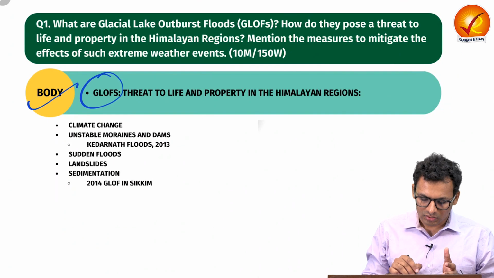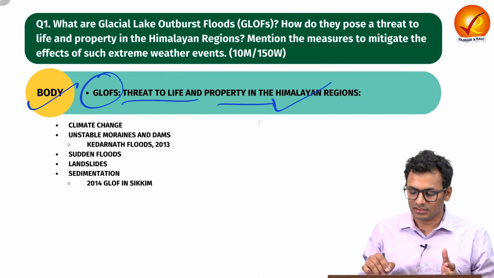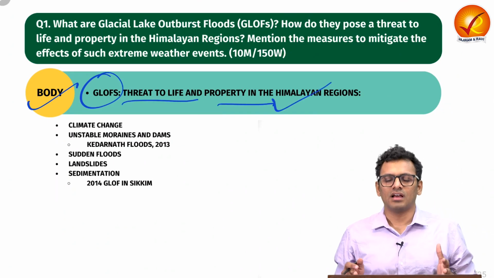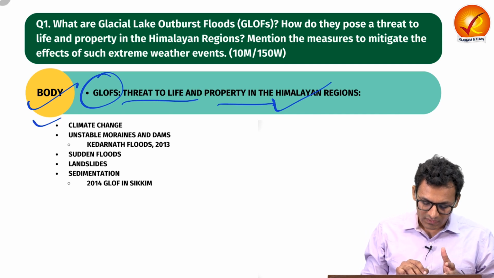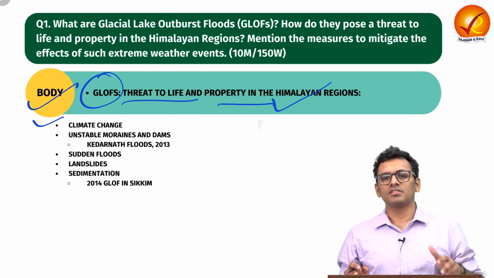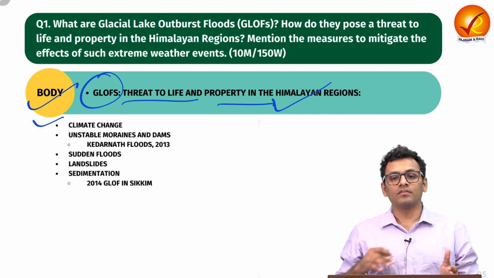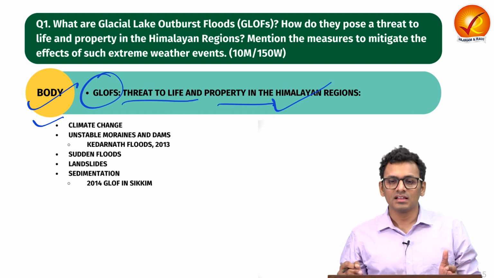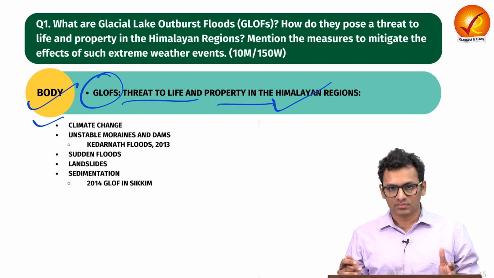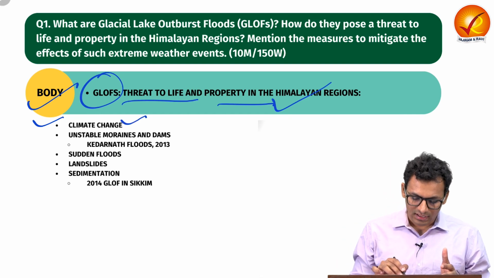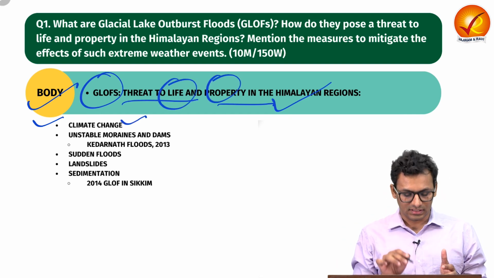In the body, you can talk about the threats to life and property in the Himalayan region. We have seen how the Himalayan region is very vulnerable to such glacial lake outburst floods. First, because of climate change, the degree of unpredictability has increased, which has definitely augmented the chances of the lake outburst process, and thus it definitely threatens life and property.